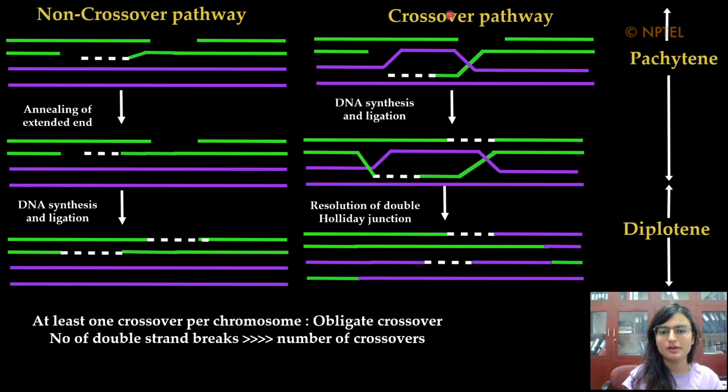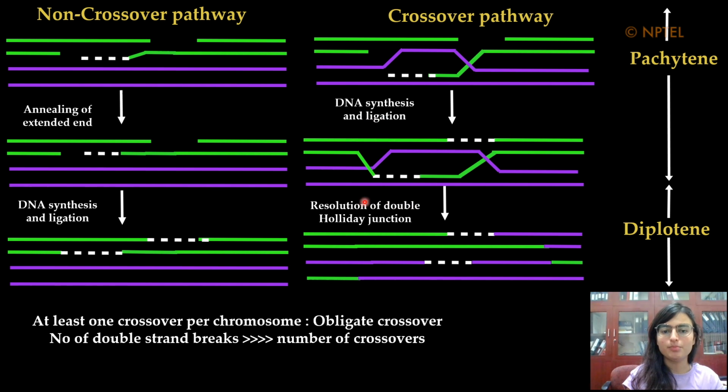However, in the crossover pathway, when the single-end invasion occurs and DNA synthesis occurs, another homolog forms the second-end annealing. DNA synthesis continues and ligation occurs, as you can see here in white colored dotted line. And an intermediate which is characteristic to the crossover pathway is formed, which is called a double Holliday junction.